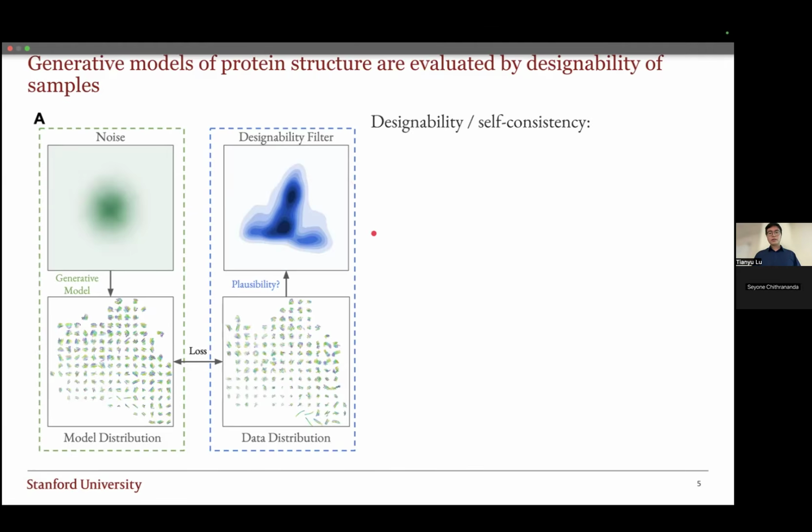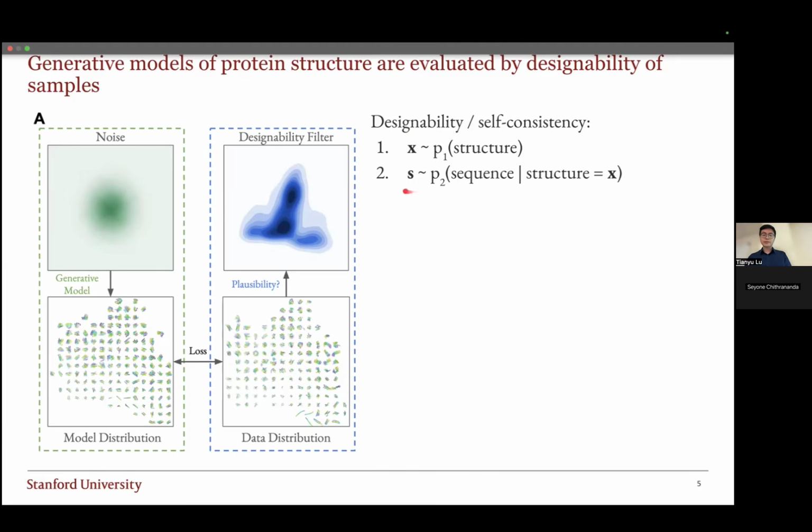Designability, or the self-consistency metric as it can also be called, can be precisely cast into the following steps. Step one, you draw a sample from a distribution of structures. Given that sample, you then design sequences. I'm going to cast this into probabilistic language. In reality, it's not strictly probability distributions, but this is just a nice concrete way of thinking about the problem.